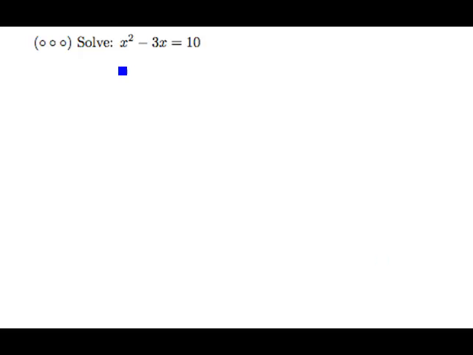In this problem, we're asked to solve an algebraic equation. To solve an equation means to find all values of the variable that make this a true statement. So x represents any number, and for some values of x this will be a true statement, and for some values of x this will be a false statement, most likely. And so we're looking for the numbers whose square minus 3 times the number turns out to be 10.